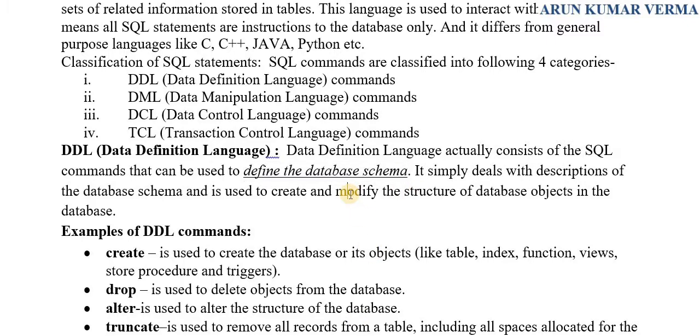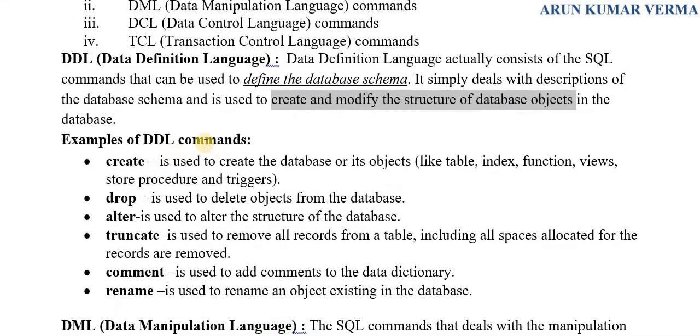What do you mean by schema? Schema means structure. So DDL commands are used to define the database structure. Before entering the information in the database, first of all you have to create the table and create the structure of the table. All these things are done with the help of DDL commands. It simply deals with the description of the database schema and is used to create and modify the structure of database objects, like tables, indexes, views, etc. Later on we will discuss all these commands in detail.